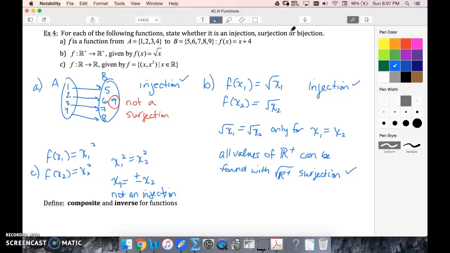Bijection is when you're both. So this is also a bijection. All right, thinking over here with surjection, we're mapping from reals to reals, but f of x is equal to x squared. The output of x squared is only positive reals. So that means that the range does not equal the codomain. So range not equal codomain, so not a surjection.